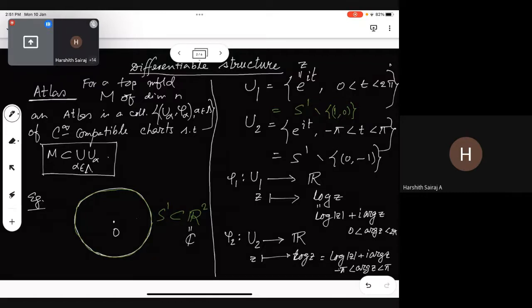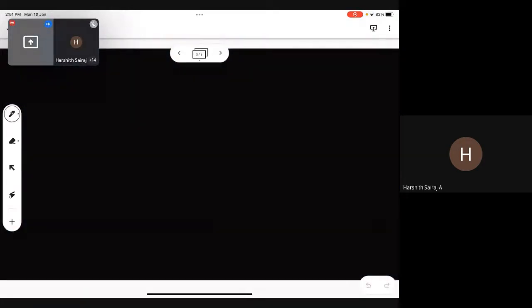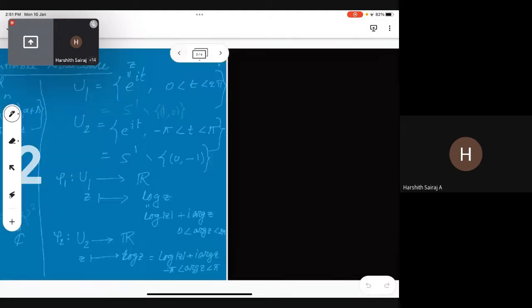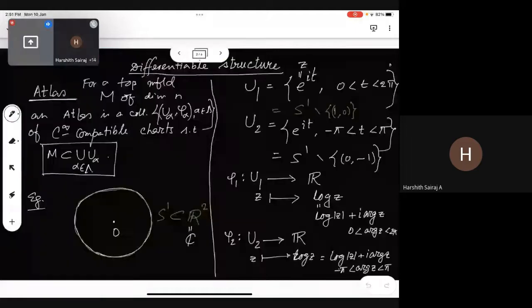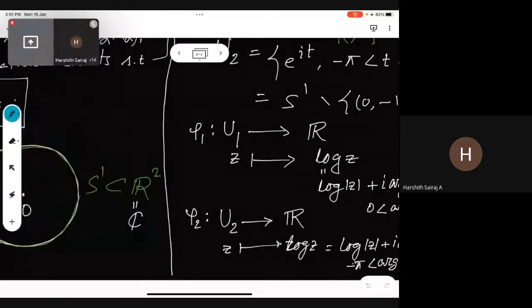Okay, in any case, let me look at another chart, another atlas on the circle. It might be easier for you. So let's look at the circle again. For those who are interested, see the previous slides here. Compute the transition functions. You can do it now itself, and others can do it later once they know.